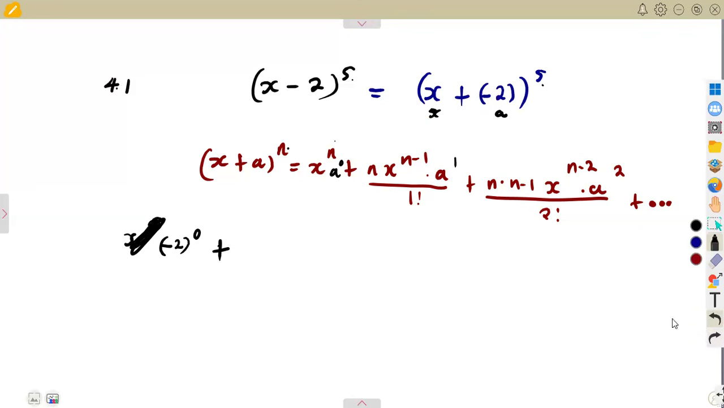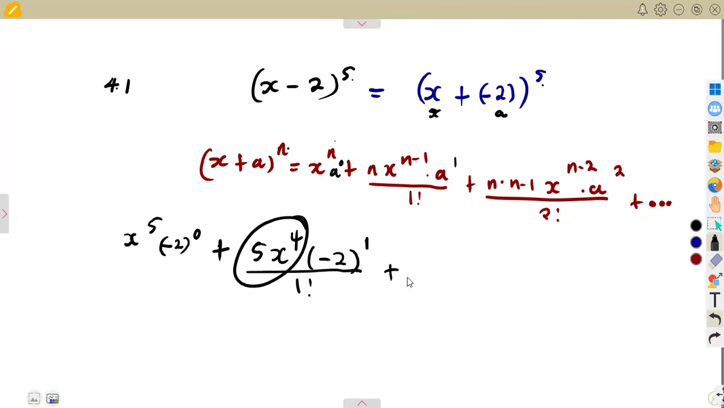So differentiating x to the power of 5, you obtain 5x to the power of 4. Remember, you drop the exponent, you subtract 1. That is the concept. Whereas the minus 2 is increasing its powers: minus 2 to the power of 1 over 1 factorial. Plus, we move on to the other term.